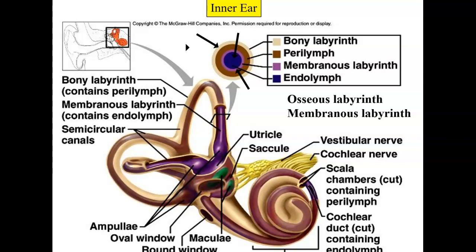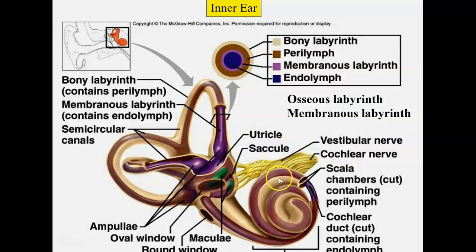The bony labyrinth is made of bone, and then the membranous labyrinth is made of a membrane. Now these two tubes, this tube within a tube, have different fluids. The first fluid is called perilymph, and the innermost fluid is called endolymph. You can see the bony labyrinth right here in the semicircular canal, and then you have the membranous labyrinth on the inside of that.